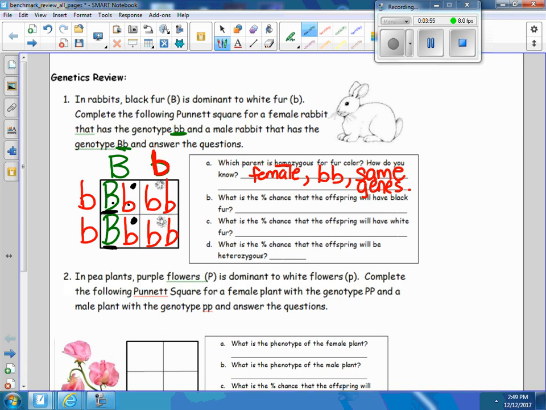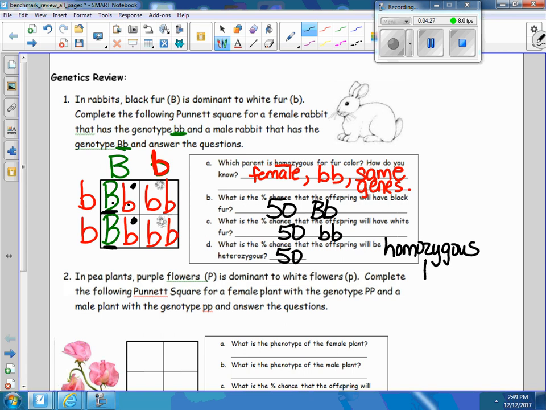Percent chance will have black fur now. What percent chance? Well, each box is 25%. So I have one box and two boxes. What's the percent chance? 50% chance that the offspring will have black fur because I have 50% big B, little b. What's the percent chance it's going to have white fur, Arlen? 50% chance because I have little b, little b. What's the percent chance they'll be heterozygous? 50%. What's the percent chance they're going to be homozygous? 50% because there are two of them that are homozygous.